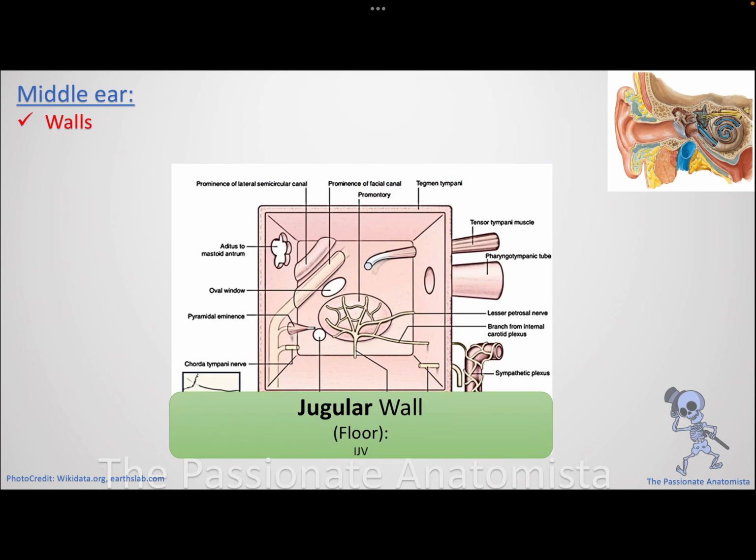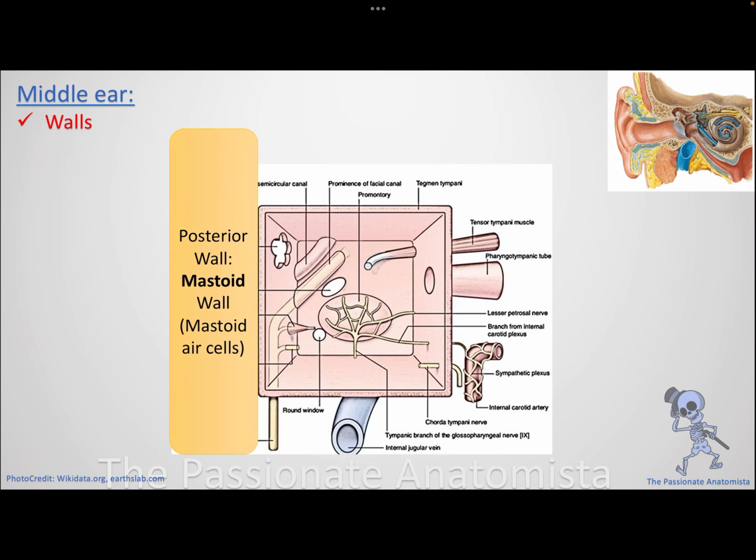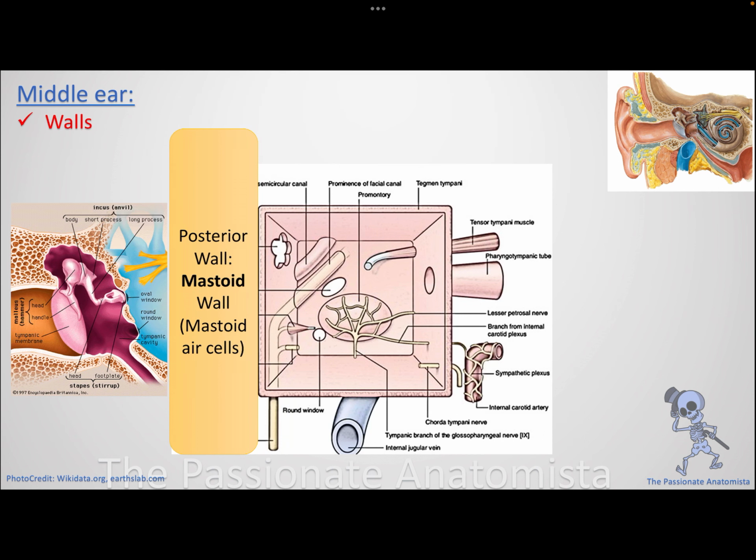All right, now what about the jugular wall? It is your floor. It's basically the bone that separates your middle ear cavity from the internal jugular vein. So you only need to know that your floor is your jugular wall, because here your internal jugular vein is down. All right, now we have the posterior wall, which is very important and it has important structures. And we have the anterior wall. Now, what is the posterior wall? The posterior wall has letter S. So this is the mastoid wall. All right, it has the mastoid air cells in that bone. All right, it's actually the posterior wall.